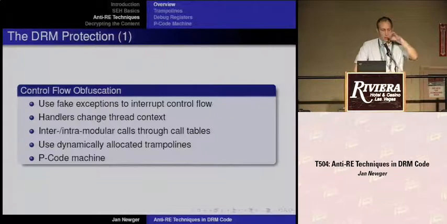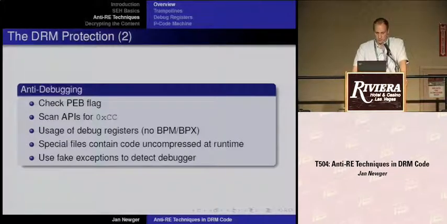Additionally, there are many call tables in order to stop disassemblers from successfully performing cross-referencing. And there are two major anti-reverse engineering techniques. On the one hand, it's trampolines, which I have a few slides on, and on the other hand, it's the P-code machine, which is used to carry out the actual decryption algorithm.